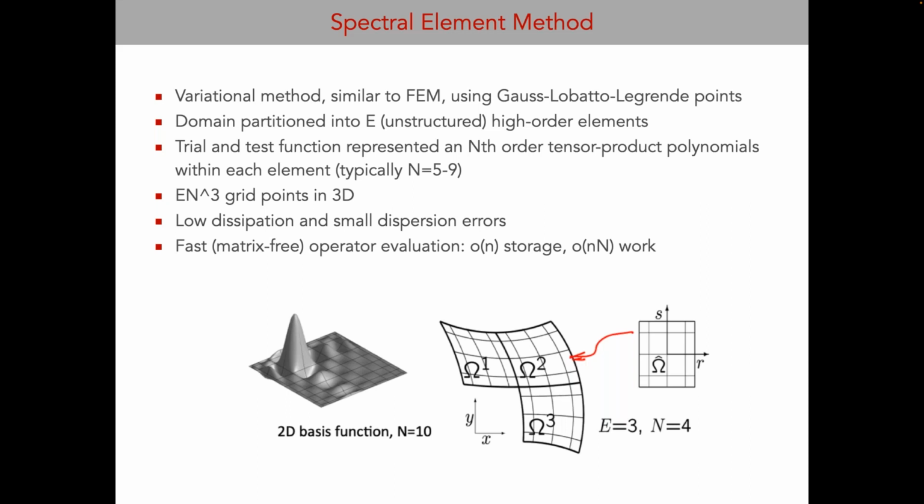For those of you who are not familiar with spectral elements, here is a very short introduction. The idea is you solve the weak form of your conservation equations, and you partition your domain in E unstructured high order elements. Within each element, you express the trial and test function as an nth order tensor product.